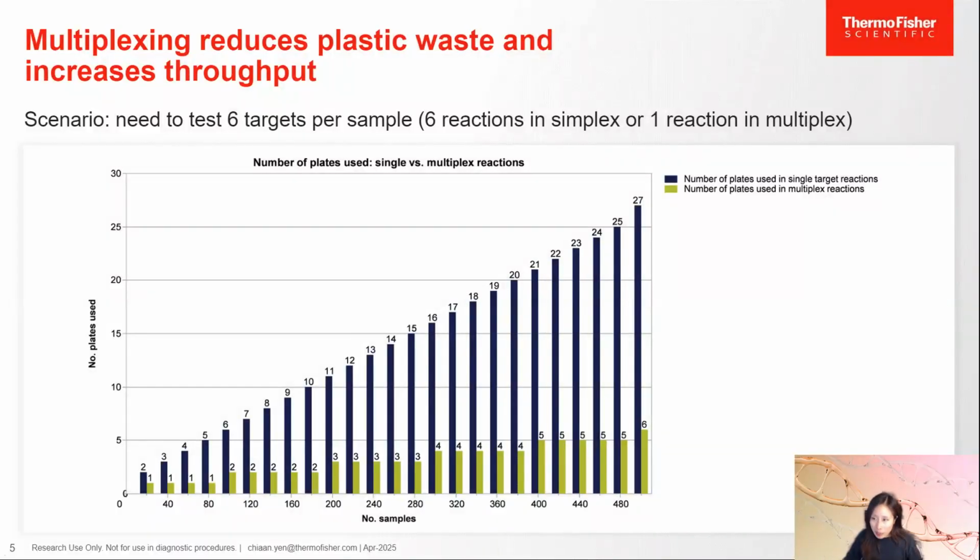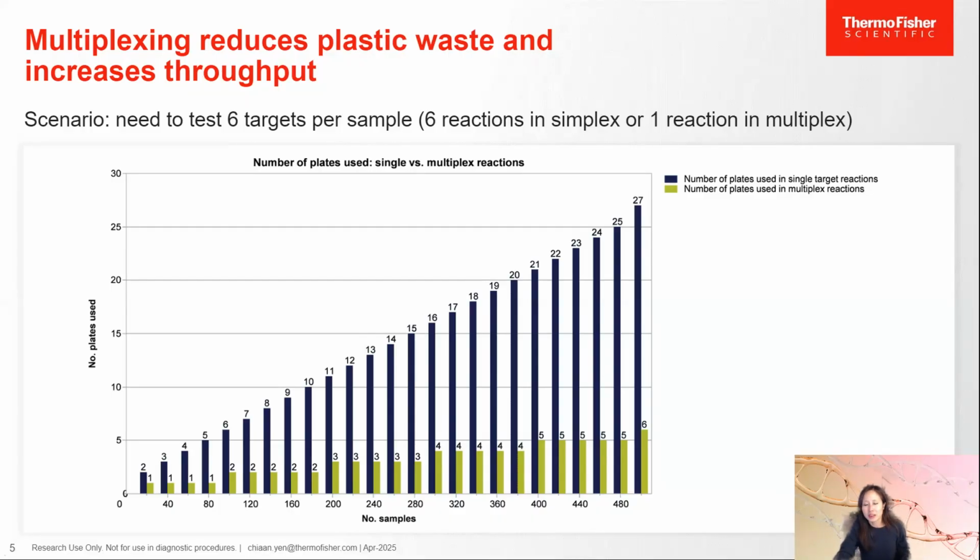And in the same scenario, I wanted to look at the number of plates that you need to use as the number of samples increases. So here I'm using a 96-well plate as an example, and I graph the number of plates needed for the single target workflow in Navy versus the multiplex workflow. And as you can see again, as the number of samples increases, the amount of plates that you use is a lot more. And this tells us that if you change to a multiplex workflow in this case, you'll be able to reduce a lot of plastic waste.